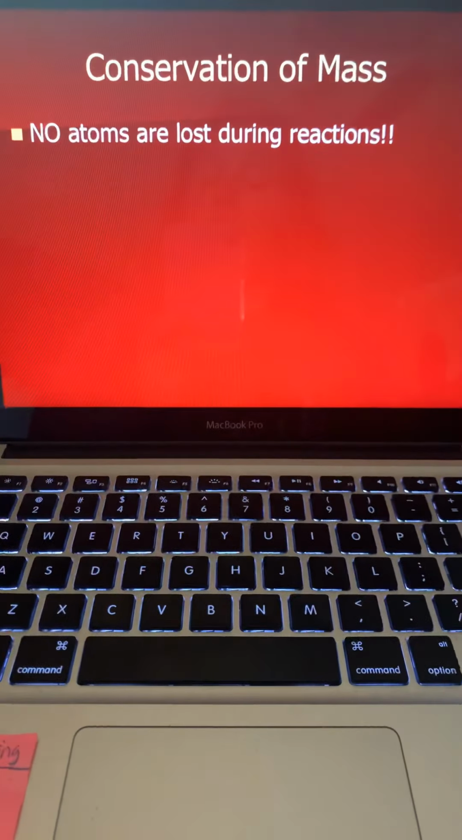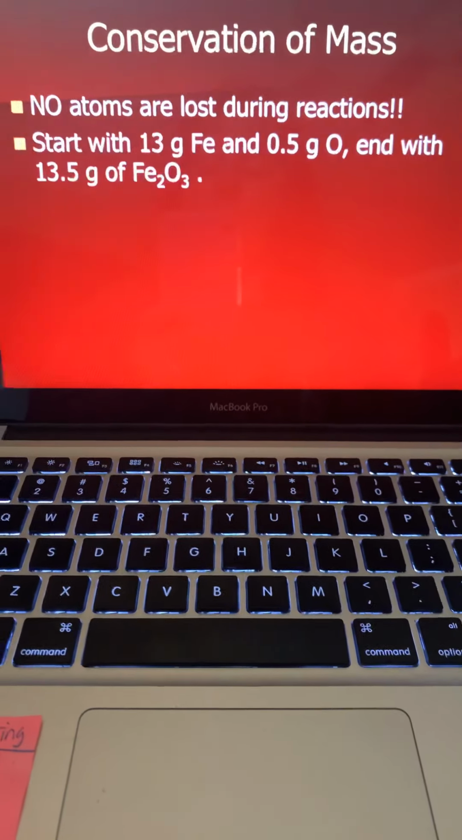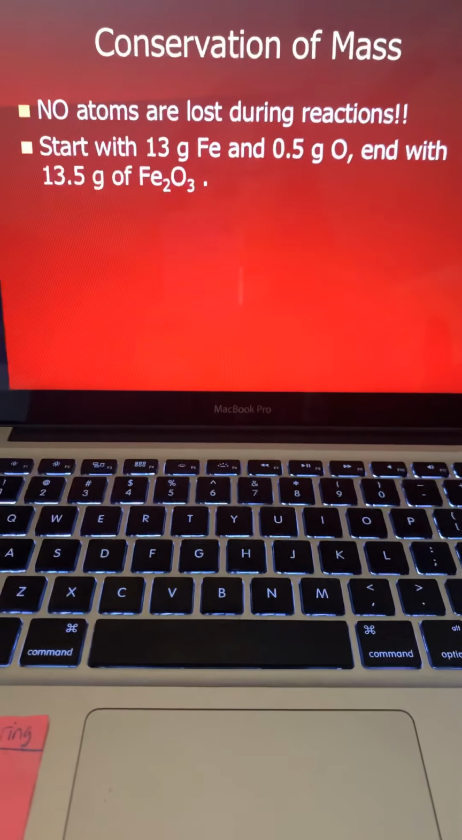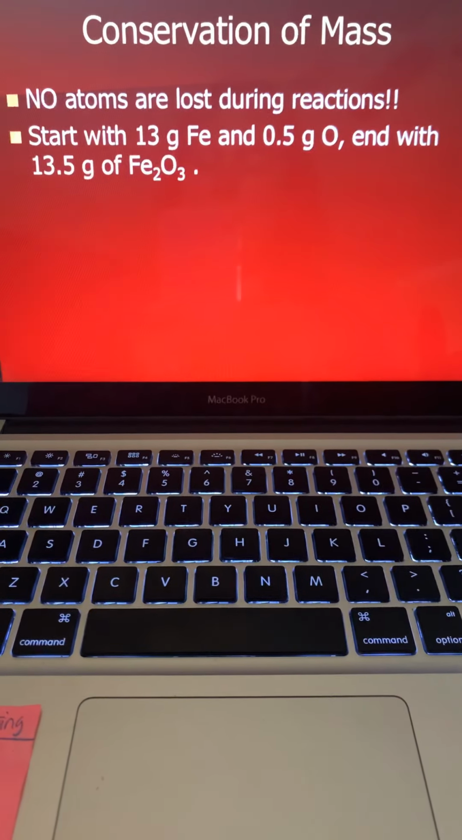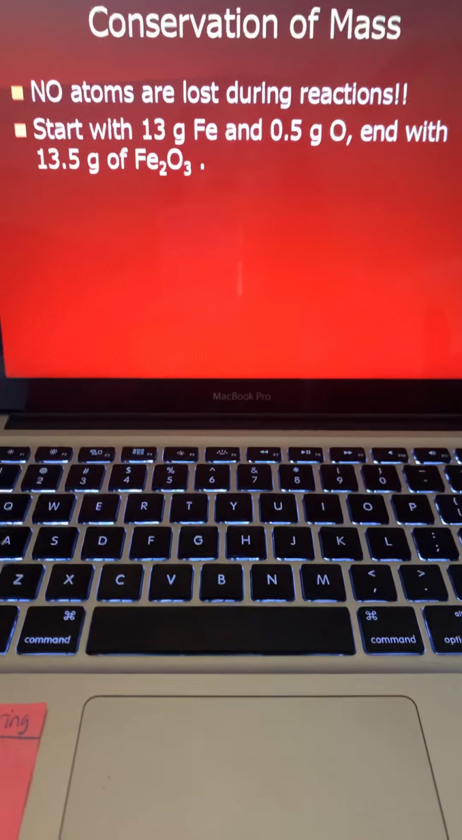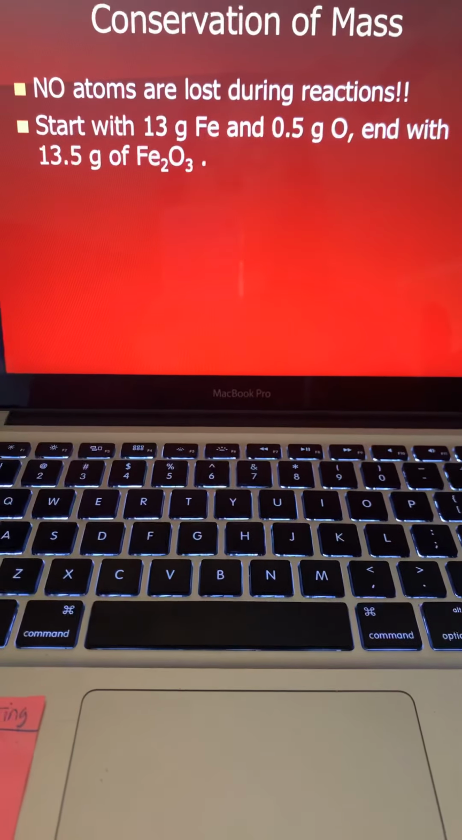So in conservation of mass, no atoms are lost during a reaction. So if you start with 13 grams of iron and 0.5 grams of oxygen and end up with 13.5 grams of Fe2O3, the left side would be equal to the right side.